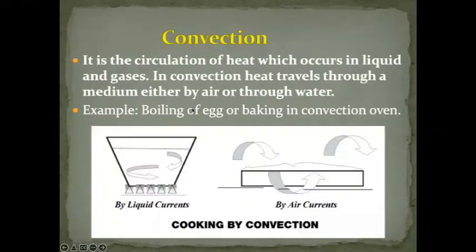Okay, then after conduction, the next one was convection. Convection is what we see in day-to-day life, in which heat is passed on to a medium, and through the medium our food gets cooked. It can be boiling of vegetables, boiling of egg, or baking in a convection oven. When you bake a sponge in your microwave with a fan, it has a convection option there also. So convection is when you put food in a medium in which air or heat is getting circulated. The medium can be water, the medium can be air. So there are two mediums, air or water.